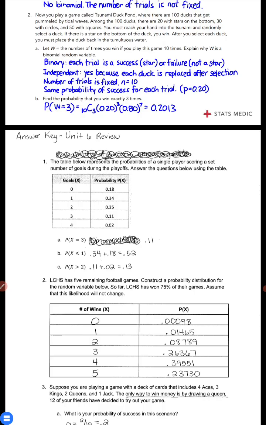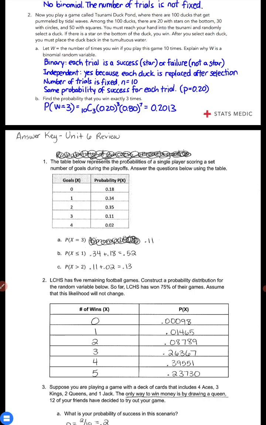Well, there's 4 things we have to check. So first of all, is this situation binary? I realize there are multiple shapes on the bottom of these ducks. There are more than 2, right? But the reason that this is binary is because we're playing a game. Either I win or I lose. And so each trial is either a success, which means I grab a star, or it's a failure, which means I don't grab a star. Okay? Is it independent? Yes, because I am having to put the duck back in the pond after I pull it, my odds stay the same every time I pull a new duck out of the pond.